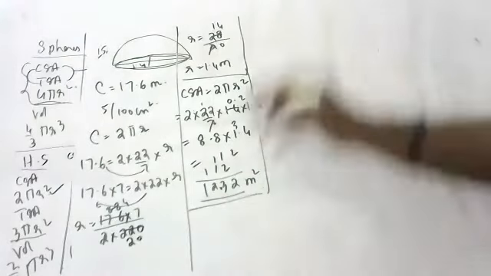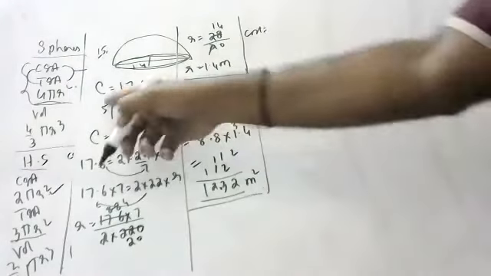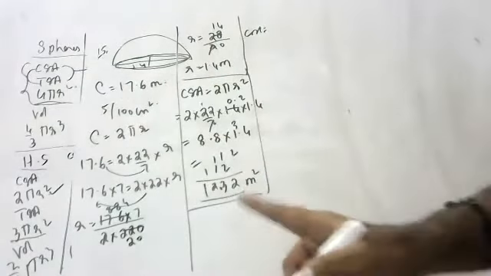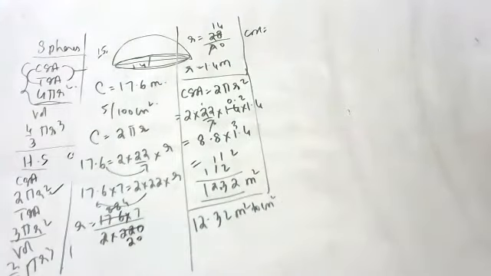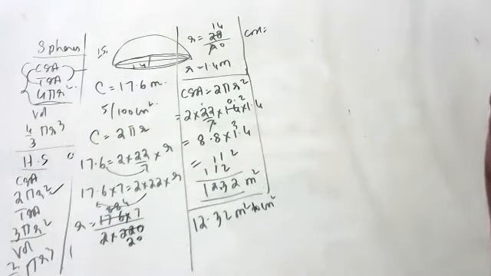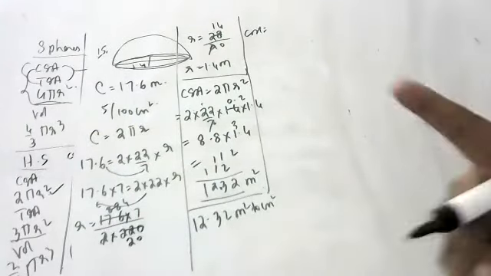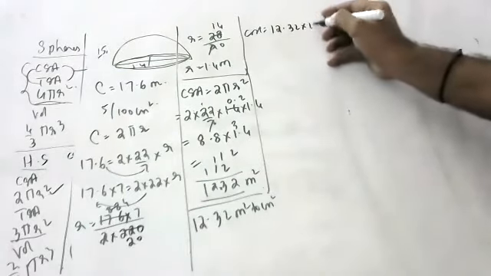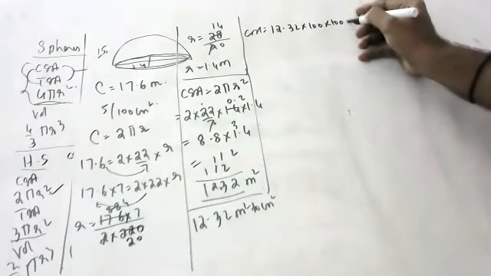Now we should find out the cost also. What did they give as the cost? 5 per 100 centimeters square. Convert 12.32 meters square to centimeters square. How to convert? Meter square to centimeter square is into 10,000, that is into 100 into 100. So 12.32 into 100 into 100.